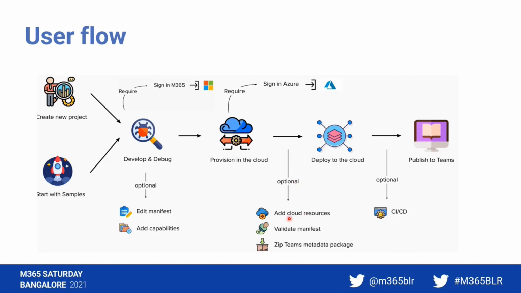And optionally, you can add a new cloud resource, you can validate your manifest file, and you can zip the Teams metadata package. Now, this is important, and we will see it, because this is how the end user or your IT admin or Teams administrator would use this package to upload the Teams app into your organization, where it would be available optionally for the end user to install. Or they can force it also, via group policy, so that in my tenant I want this app to be pre-installed for all the users, or on all the Teams clients when the user logs in. So you can choose this, and then you publish it to Teams.